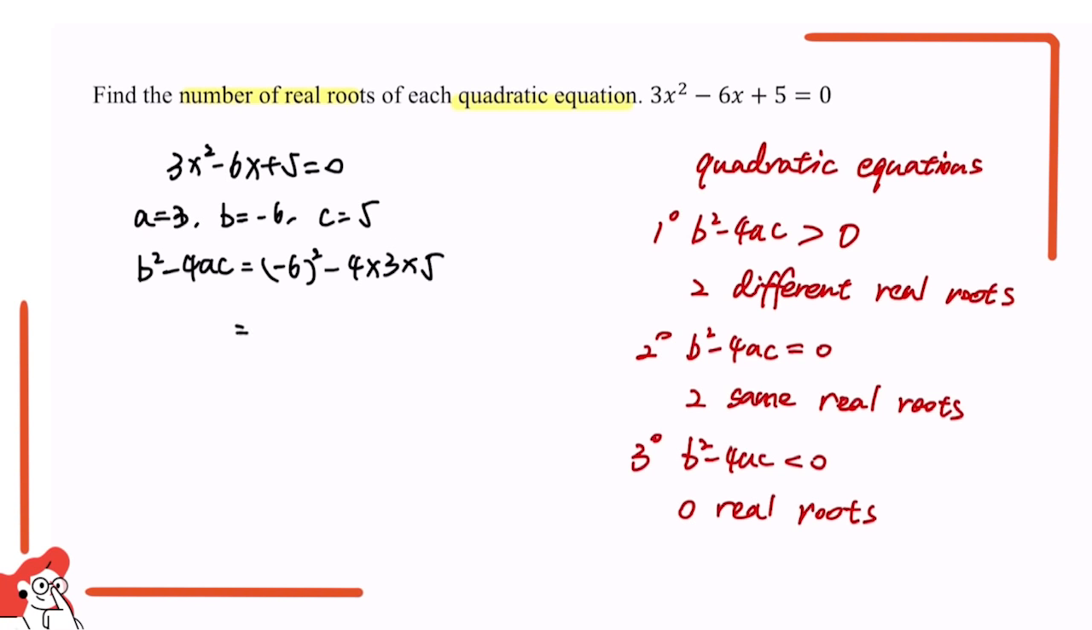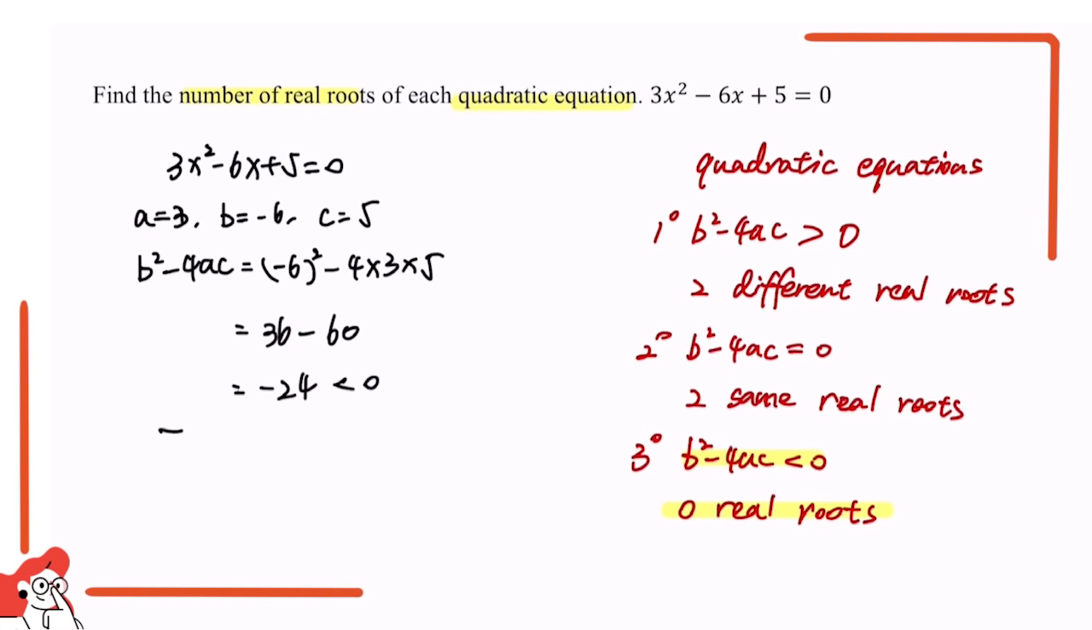Negative 6 squared equals 36. Minus 4 times 3 equals 12, and 12 times 5 equals 60. So 36 minus 60 gives us negative 24. So the answer is negative 24, and clearly negative 24 is smaller than 0, which is negative. You see that when b squared minus 4ac is negative, we have 0 real roots. So the number of real roots for this quadratic equation is none.